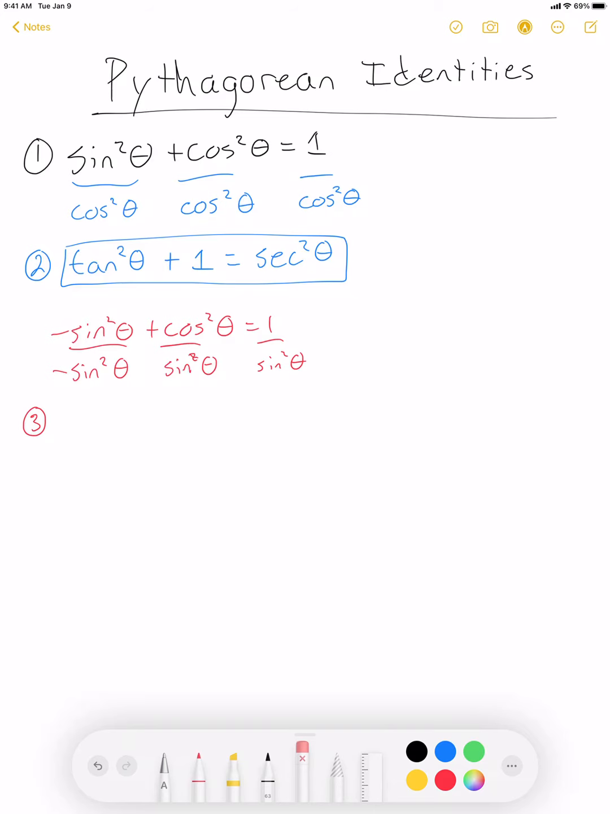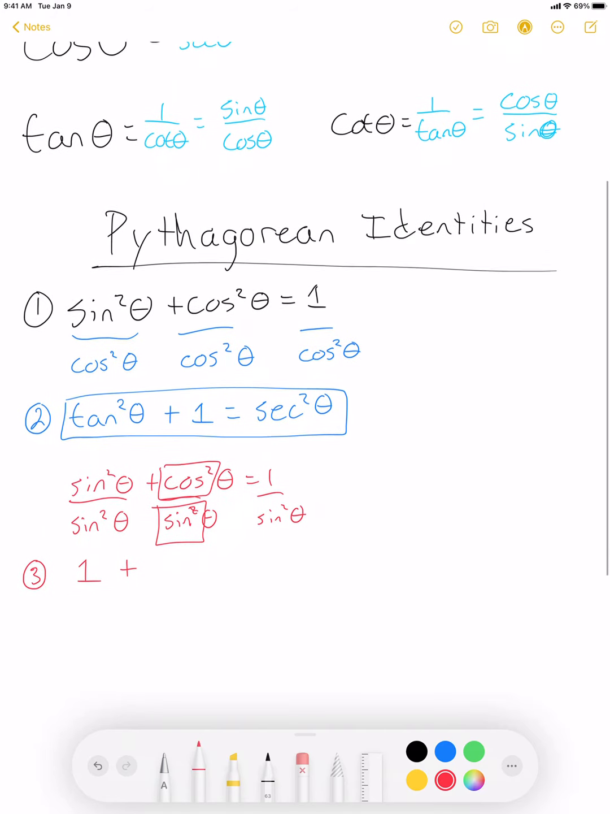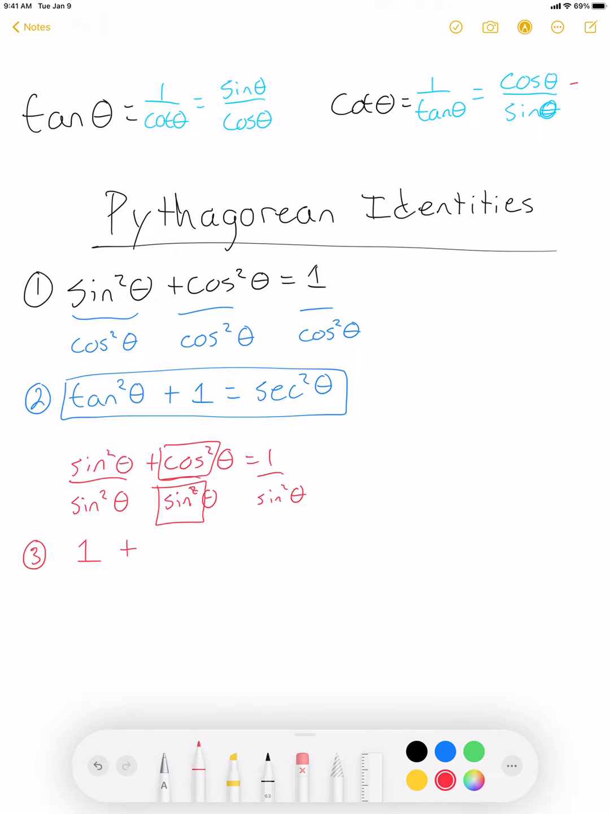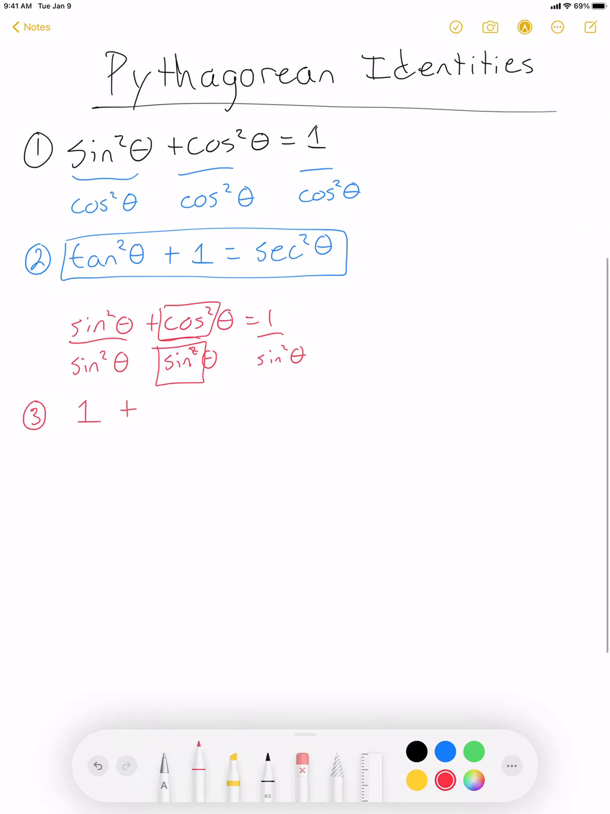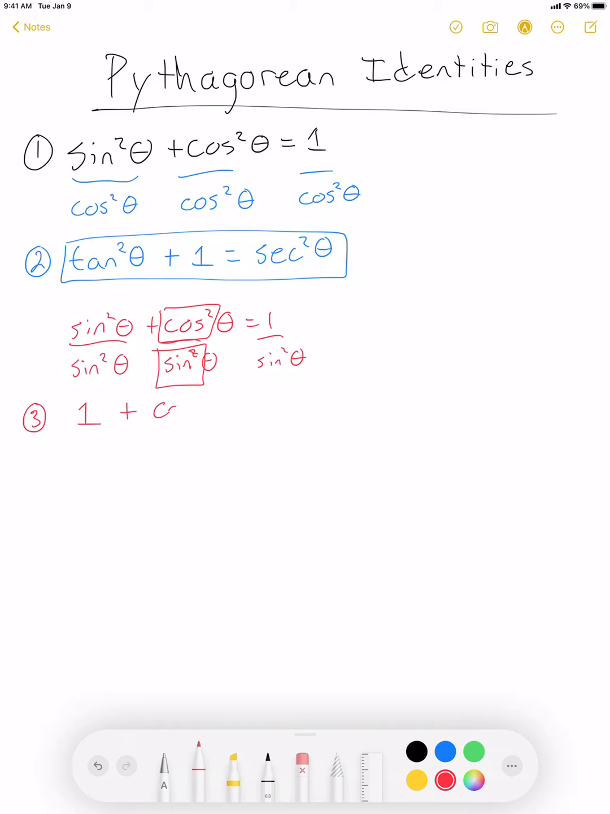Sorry, I don't want you to think those are negatives. Those are not negatives. Anything divided by itself is 1, so we get 1 plus cosine squared divided by sine squared. So what trig identity represents that? Again, if you look at our previous video, notice how we have cosine over sine, and that equals cotangent. And so we are going to go ahead and write cotangent squared.